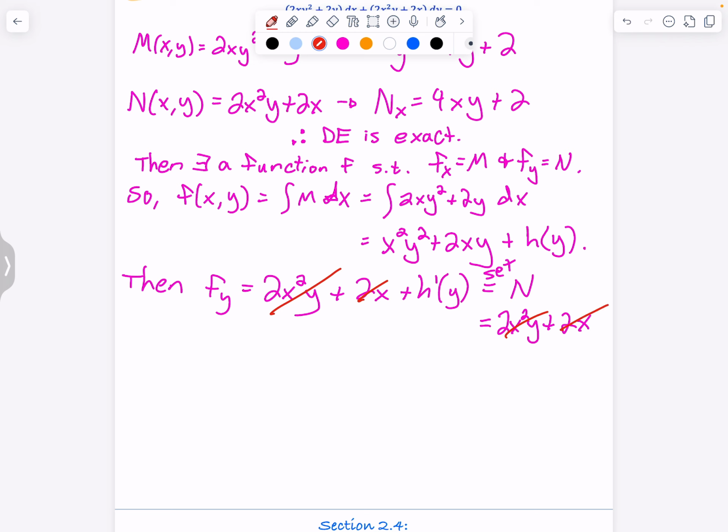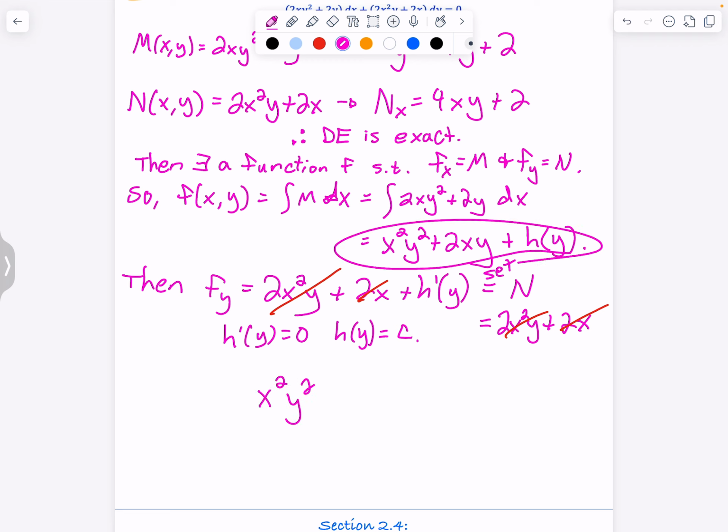All that should go away, and I might have something on the right for y, but in this case I don't. So h prime of y is equal to 0, which means h of y, if I take the integral, do not say 0, it's C. All right, so then our answer is just going to be whatever f was. That's x squared y squared plus 2xy, and then I know that it's going to be a C, so I'm just going to put that over there. And there is my solution to that DiffEQ.